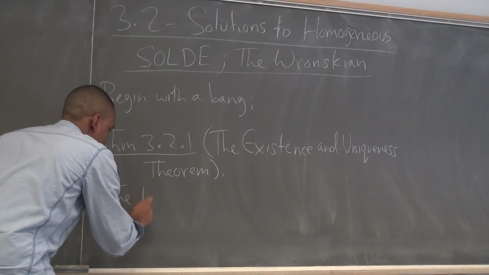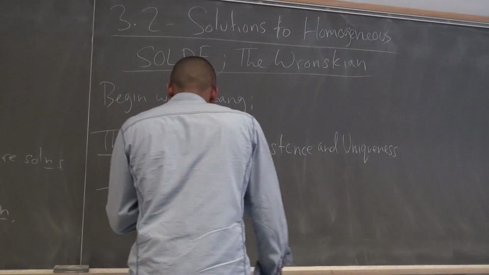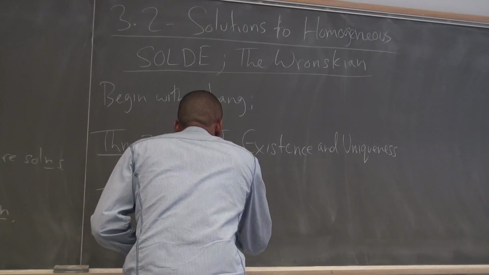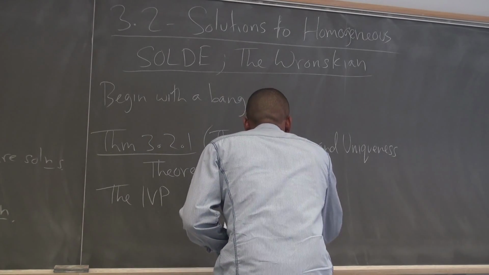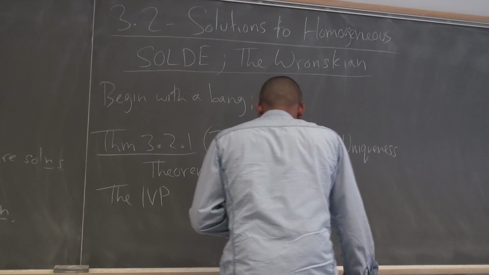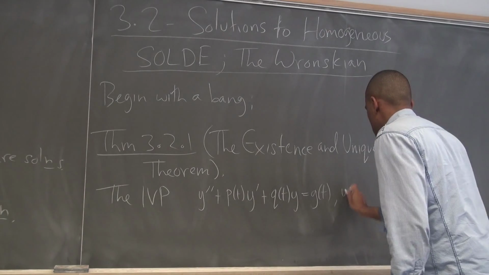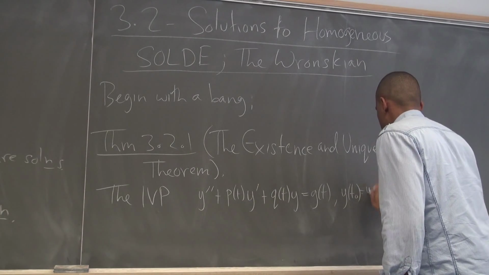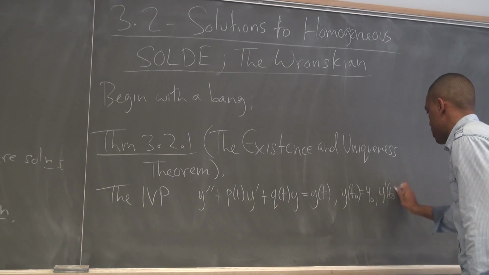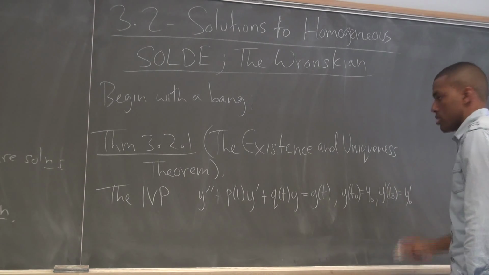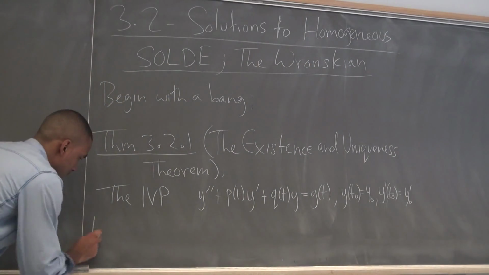Okay, this is what the theorem says. The IVP, remember I said this means initial value problem, y double prime plus p of t y prime plus q of t y equals g of t, and I'm given initial conditions.